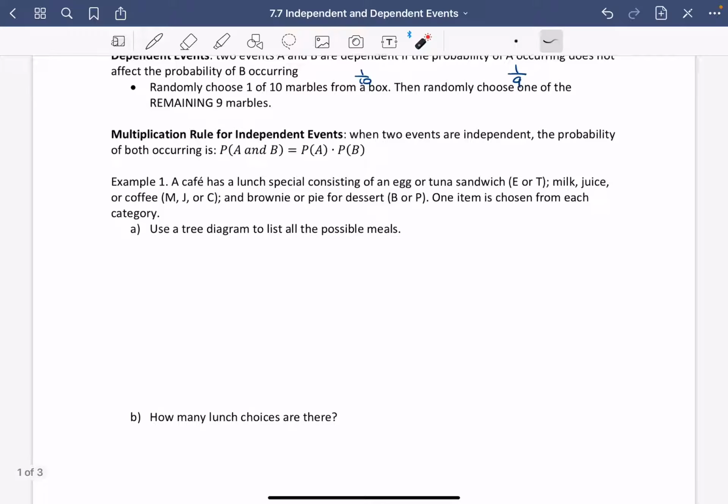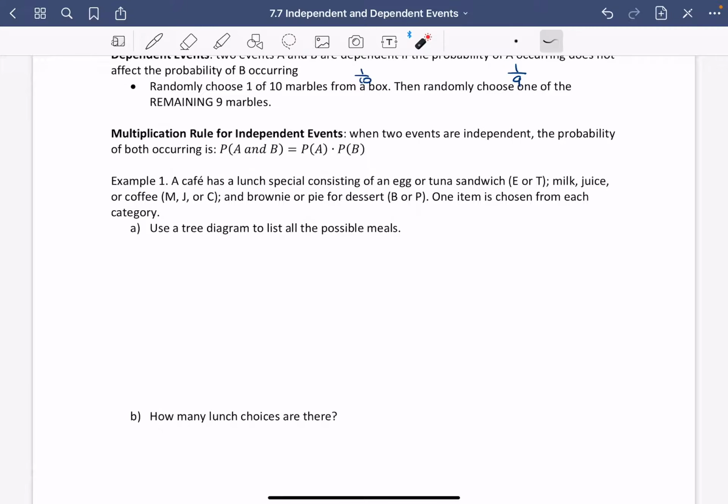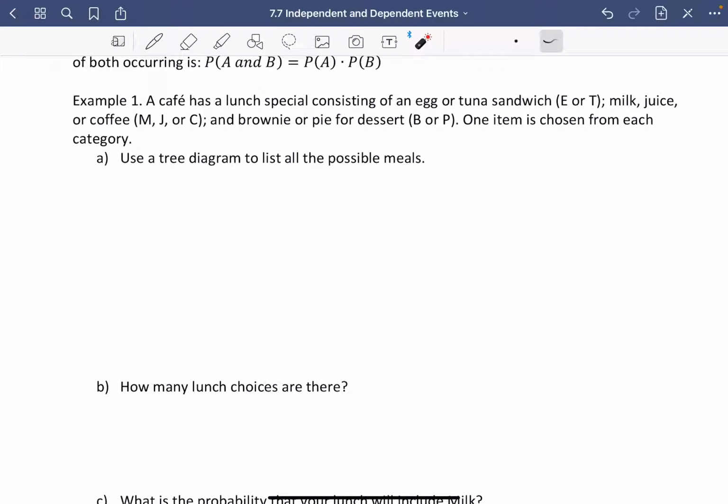Okay, now let's take a look at our first example here. A cafe has a lunch special consisting of an egg or tuna sandwich, so E or T, milk, juice, or coffee. We use the first letter to represent each of them, and a brownie or pie for dessert. Okay, so you have a sandwich, you have a drink, and you have a dessert. Now, one item is chosen from each category to make the meal. So first question is use a tree diagram to list all the possible meals.